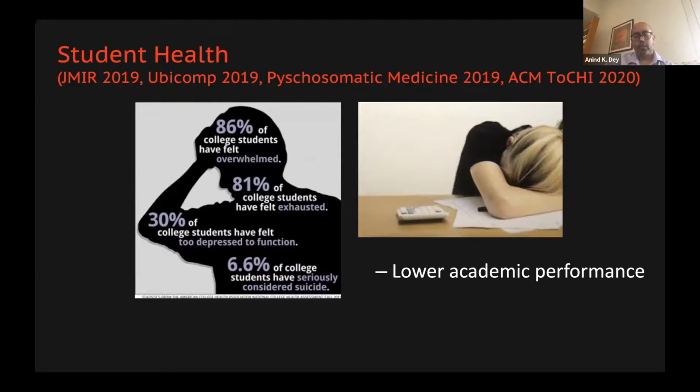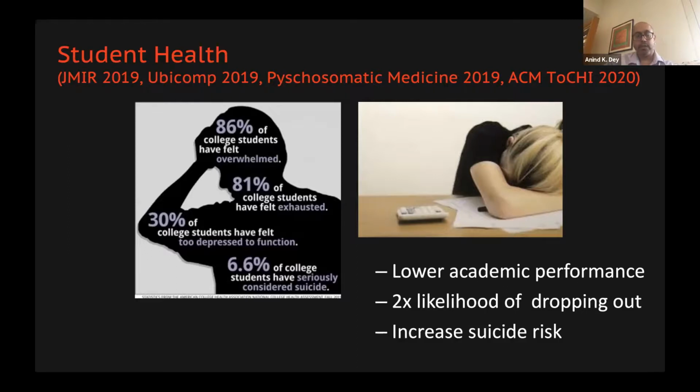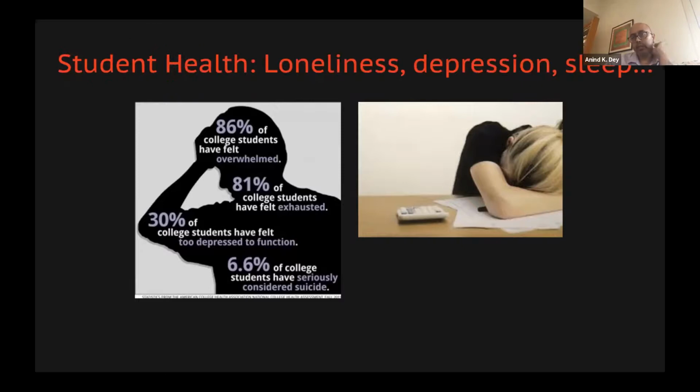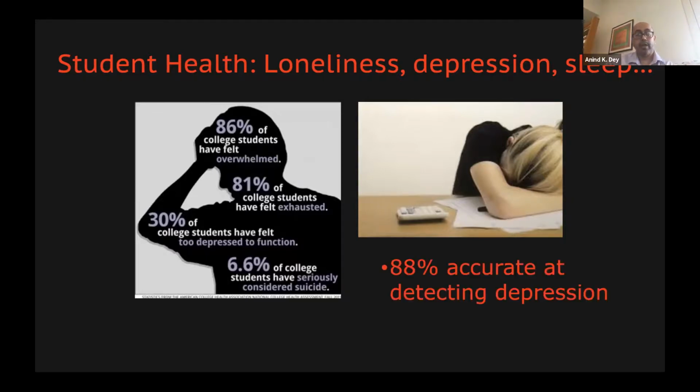For college students, this can result in lower academic performance. It increases the likelihood that they will not complete their degree, and certainly increases the risk for suicide. And so we've been looking at whether we can study things like how lonely someone is, how depressed they are, what their quality of sleep is, by looking at these routines over time. And I won't go into the details too much, but we're about 88% accurate at detecting that a college student is depressed, from only a couple of weeks of data at the beginning of an academic term.